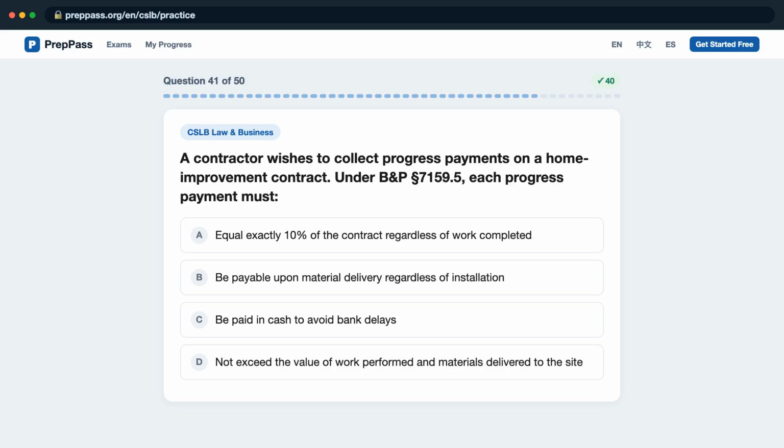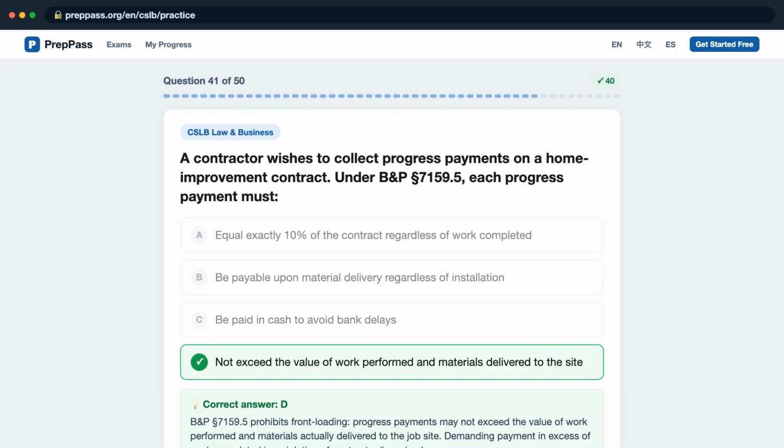Question 41. A contractor wishes to collect progress payments on a home improvement contract. Under BNP Section 7159.5, each progress payment must, is it A, equal exactly 10% of the contract regardless of work completed? B, be payable upon material delivery regardless of installation? C, be paid in cash to avoid bank delays? D, not exceed the value of work performed and materials delivered to the site? The correct answer is D.